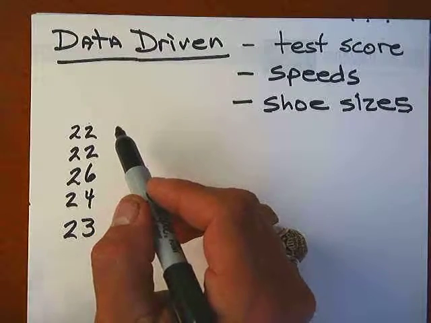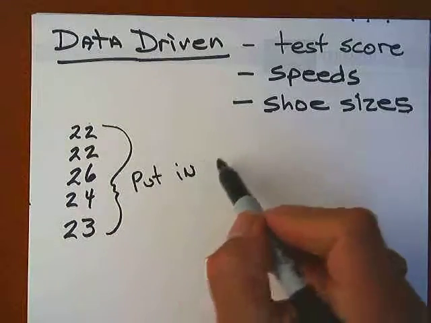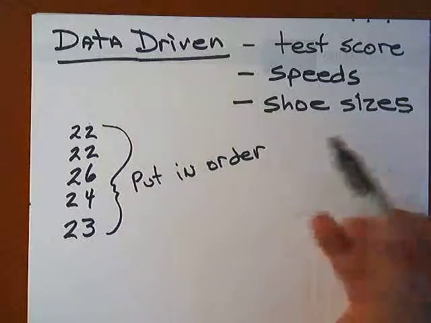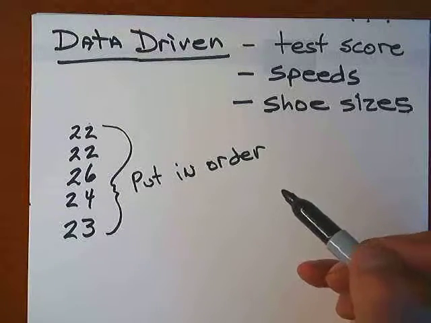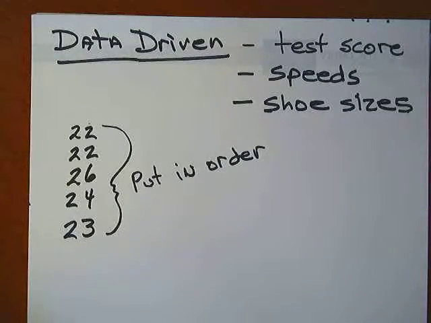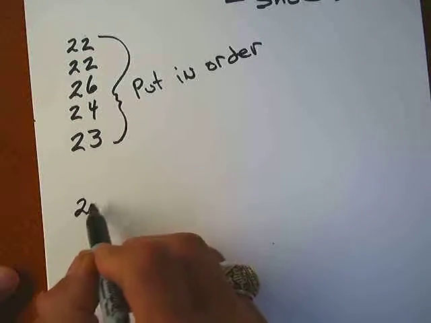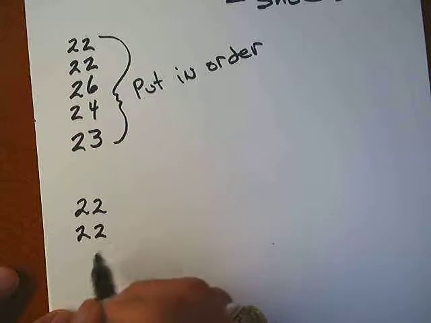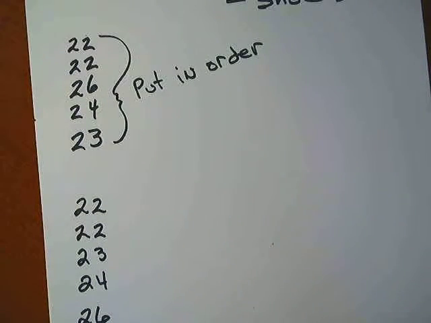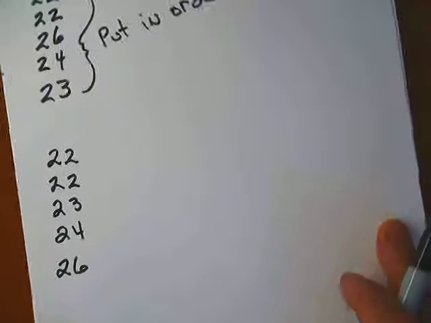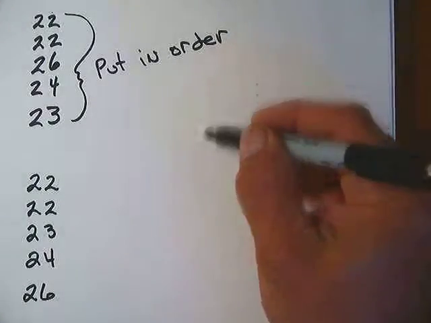The first thing to do with data, first thing you always do, is put it in order. The reason you put it in order is because you want to find some things, and you can't find them unless you put them in order. So when we put it in order, we get 22, 23, 24, and 26. Okay? And there's that data.